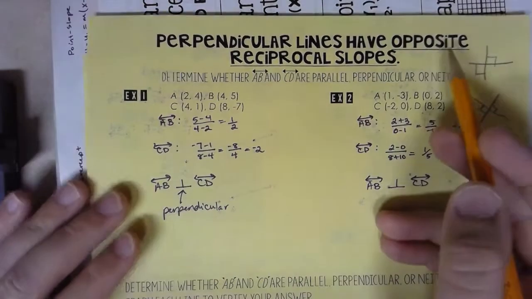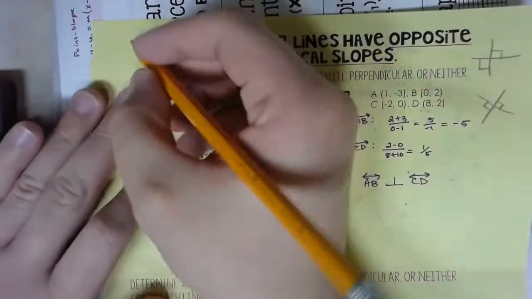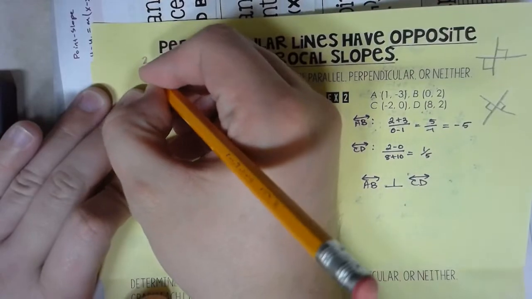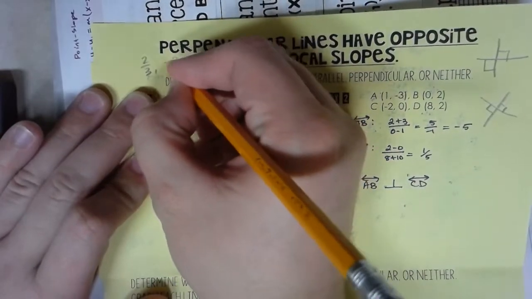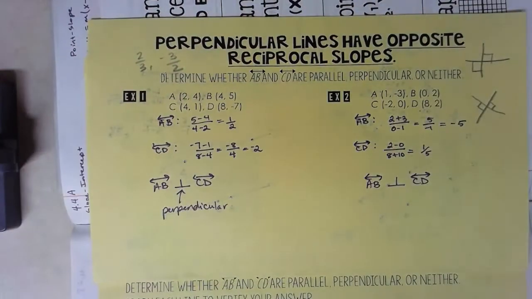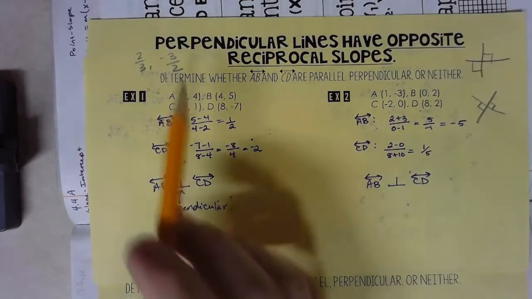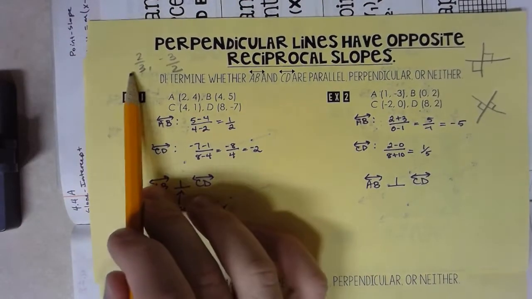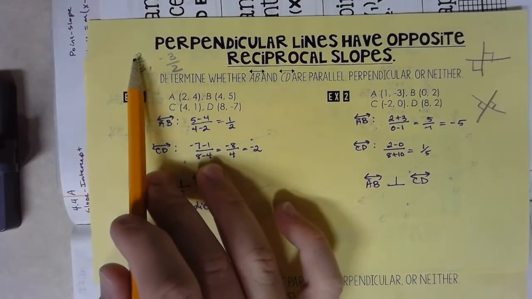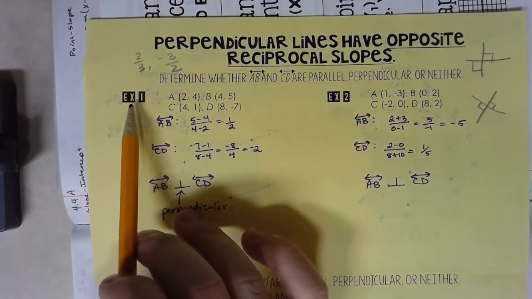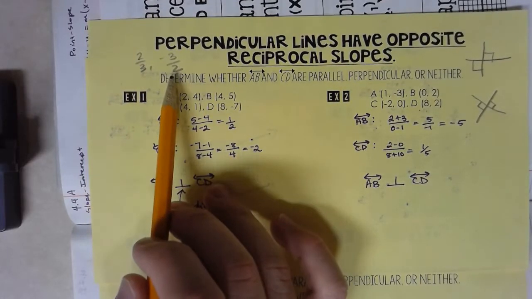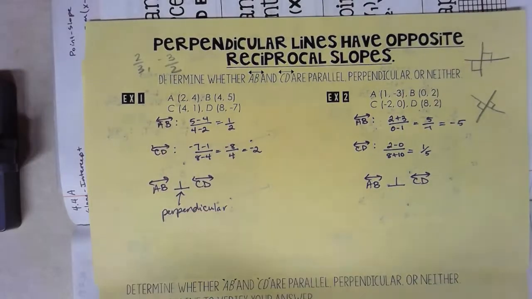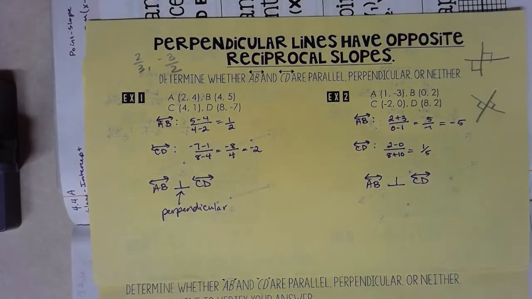Okay, so an example of two numbers that would be opposite reciprocals could be 2/3 and -3/2. So 2/3 and -3/2, one is positive, one is negative. If I flip 2/3, it's going to look like 3/2. If I flip 3/2, it's going to look like 2/3. So these numbers are opposite reciprocals.